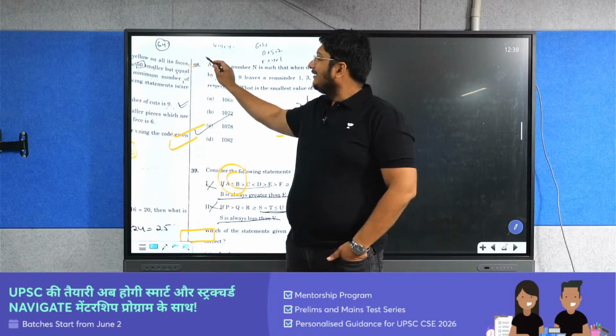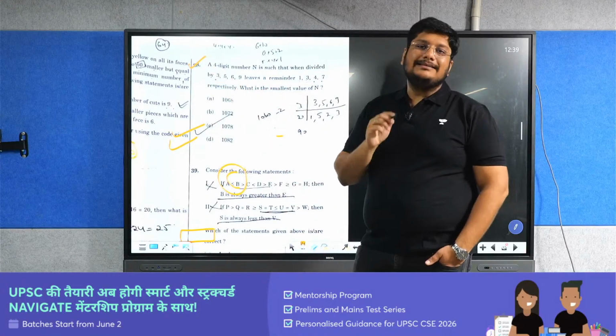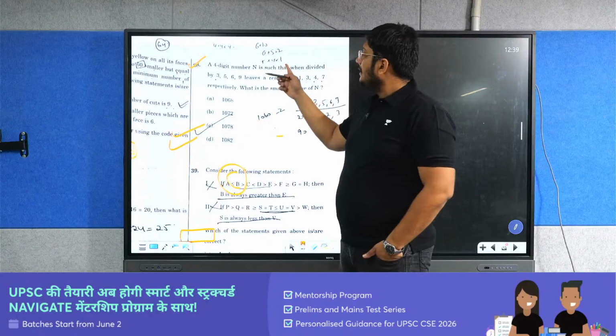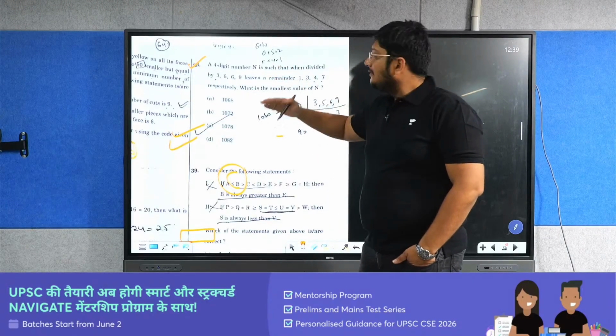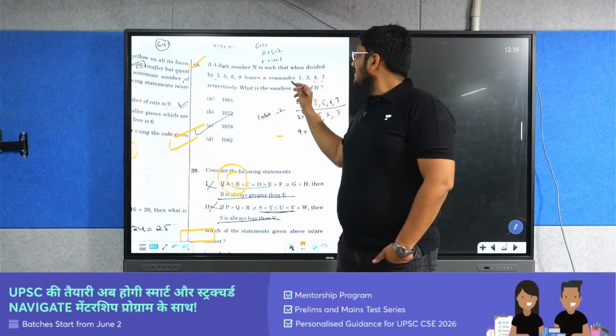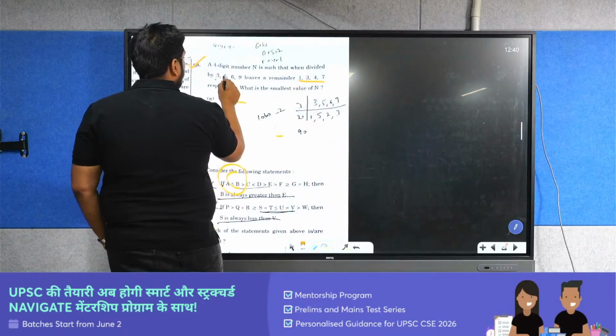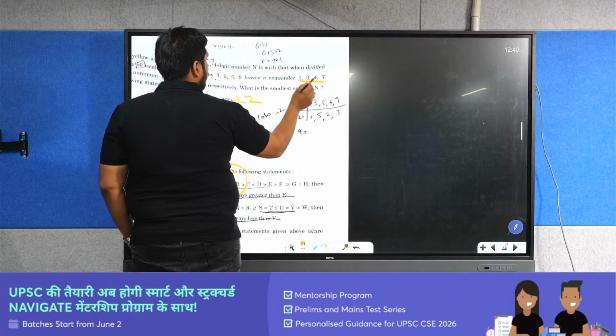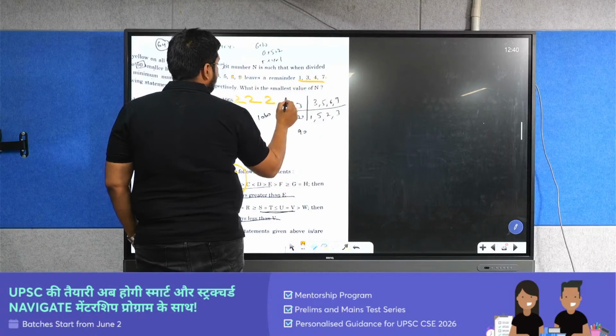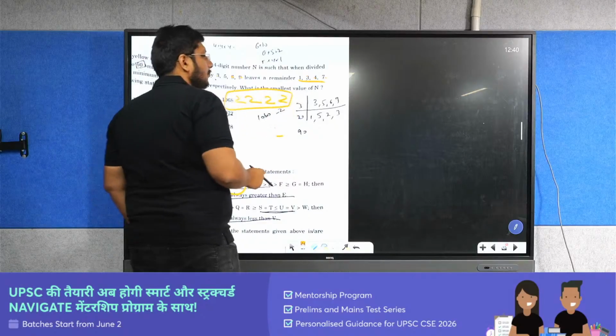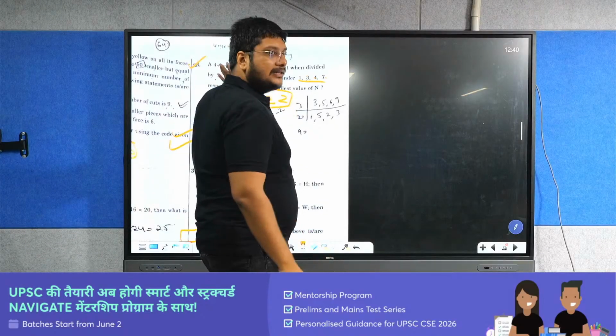This, directly in classroom, we have done in LCM. A 4-digit number n is such that when divided by 3, 5, 6 and 9, leaves a remainder of 1, 3, 4, 7. 3 minus 1, 2; 5 minus 3, 2; 6 minus 4, 2; 9 minus 7, 2. Same thing I am getting. So what I have to do? Find the LCM of these 4 numbers.